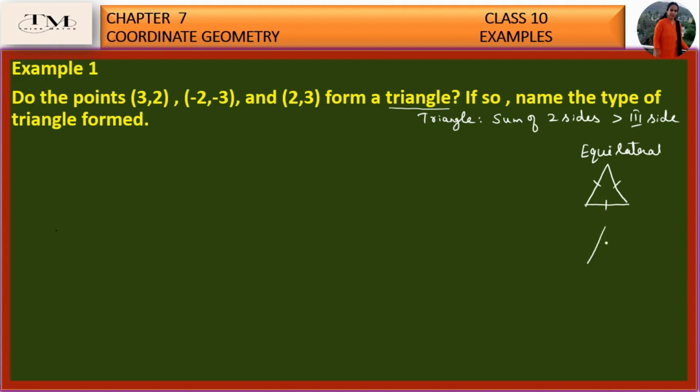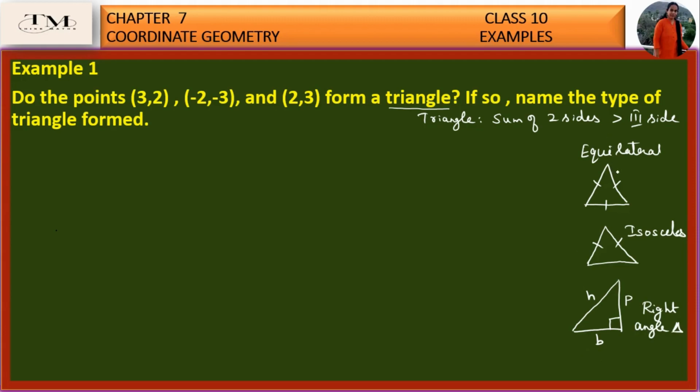Another triangle is isosceles. In an isosceles triangle, two sides will be equal. Next is the right angle triangle. What do you know about it? In a right angle triangle, the side opposite to the 90 degree angle is the hypotenuse. This is the base and this is the perpendicular. This is the right angle triangle. So these are the three types of triangle.